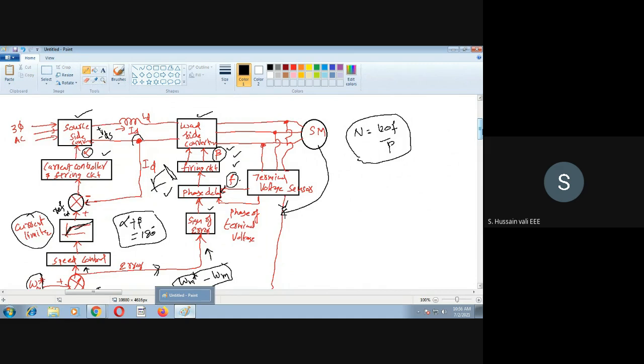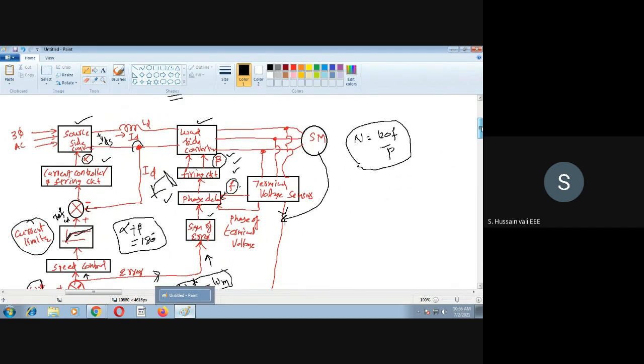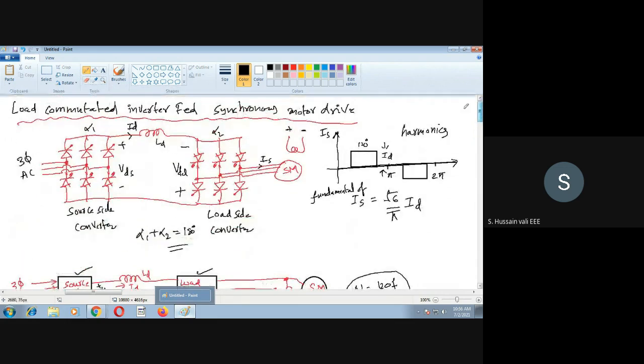So it's better that you compare this closed loop control of the synchronous motor with the closed loop control of the induction motor. There you will see the differences in how we are controlling. But the power circuit remains the same, because it is rectified power, then inverted power. So the power circuit remains the same. The controlling part is different.